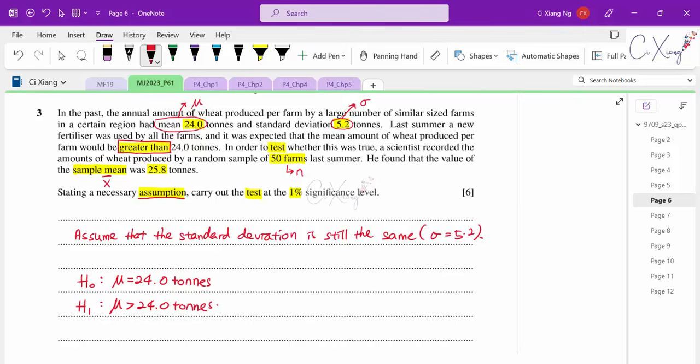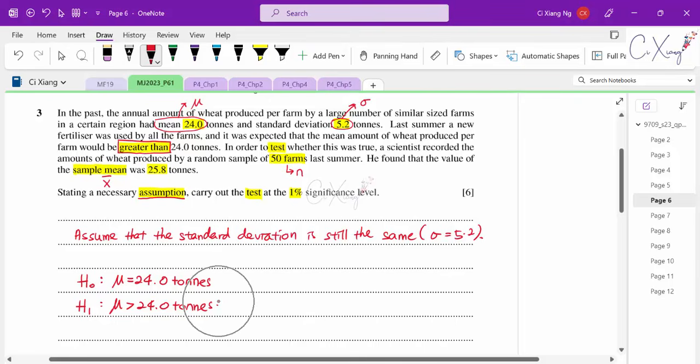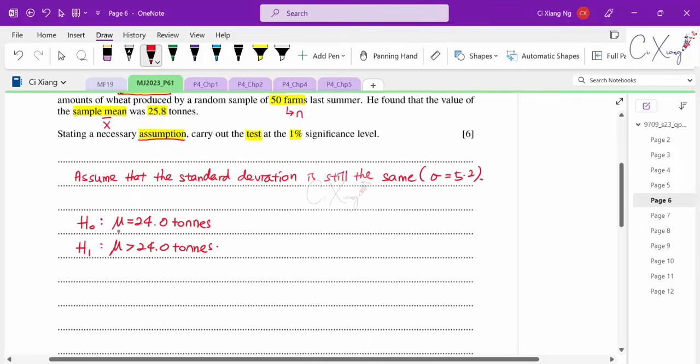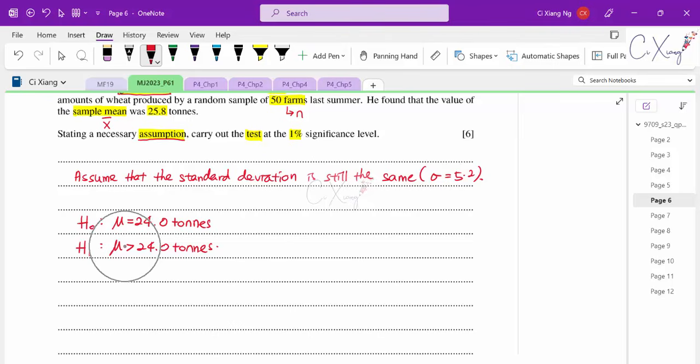So we have set up the null and alternative hypotheses. Please take note that the symbol you use here should be mu, which is the population mean. You cannot just state that it is a normal mean. It is actually the population mean for all the farms. For the next step, we can find out the critical value.